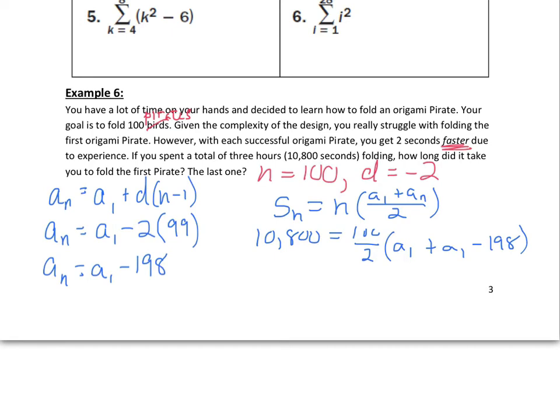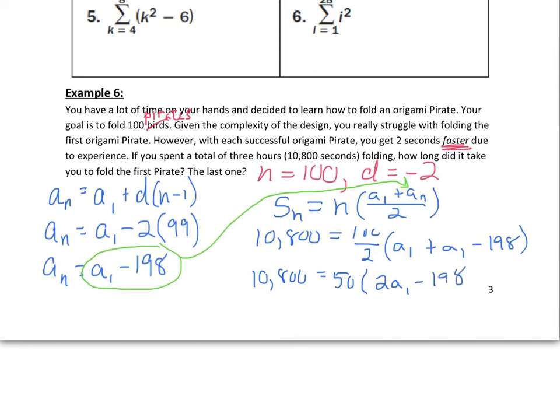If you want to add that to your notes, you definitely can. This stuff right here was directly substituted in for a sub n. And the second thing I did is I went ahead and factored out the division by 2. All right, you can go ahead and write that on the inside or the outside. It doesn't matter because multiplication is commutative. All right, but then you go ahead and make the math a little simpler, I think, or at least attempt to. We got 10,800 equals 100 divided by 2 is 50. A sub 1 plus a sub 1 is 2 a sub 1, and that's minus 198.